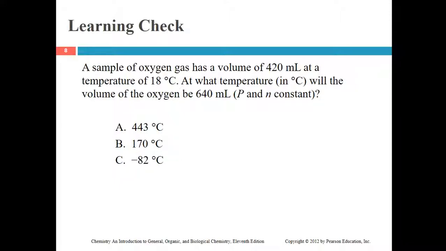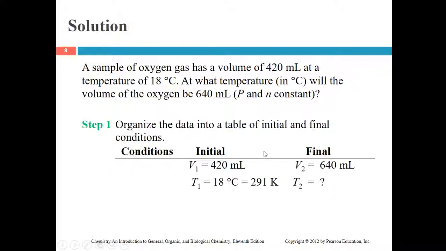Here we have another problem. A sample of oxygen gas has a volume of 420 milliliters at a temperature of 18 degrees Celsius. At what temperature will the volume of oxygen be 640 milliliters, assuming pressure and the amount of moles are constant? Well, first of all, let's think about this problem. So you'll notice what's happening. We have 420 milliliters, and it is increasing to 640 milliliters. So you know then that our temperature has to also increase. So then we know it certainly can't be C as our answer.